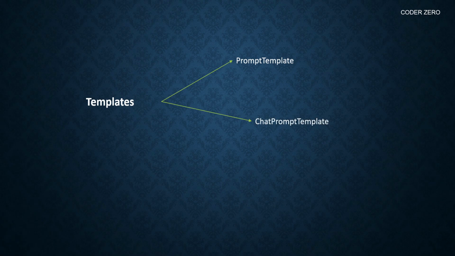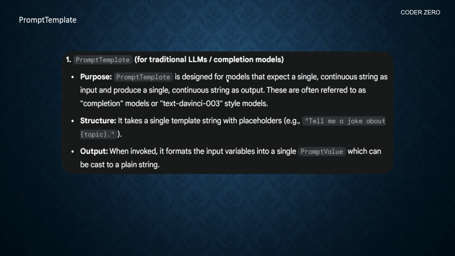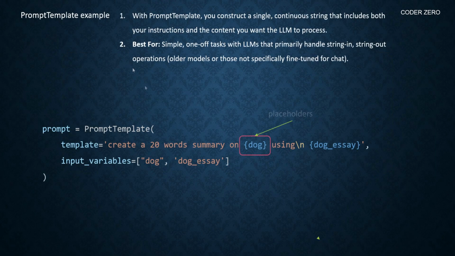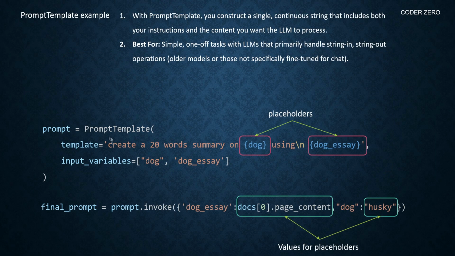Now in LangChain, we'll be discussing prompt template and chat template. So prompt template is designed for models that expect a single and continuous string as input and produce a single and continuous string as output. These models are often referred to as completion models or text-davinci-003 style models. So basically we are giving a string as input and will be receiving a string as output. So here you can see this is the code. Create a 20-word summary on dog using dog essay. So these are placeholders and we can pass any value to those placeholders.